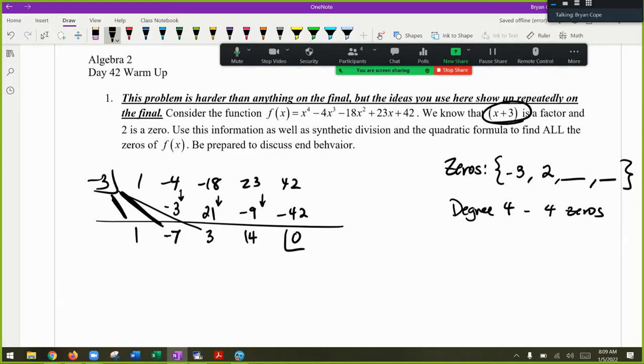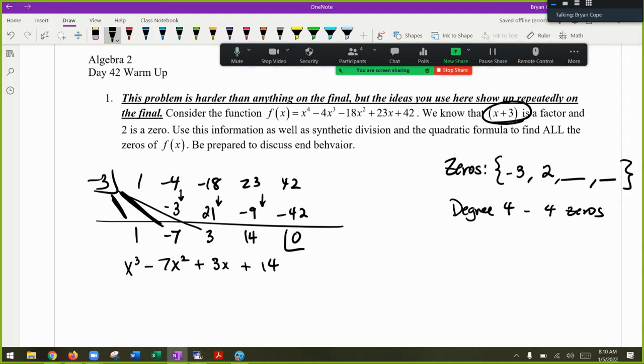Good, we expected that to happen, right? Because x plus 3 is a factor and negative 3 is a 0, we expected a remainder of 0. Now, this means that x to the third minus 7x squared plus 3x plus 14 is what's left. And unfortunately, that's too big to factor, right? Factoring a third degree is going to be too hard for us.